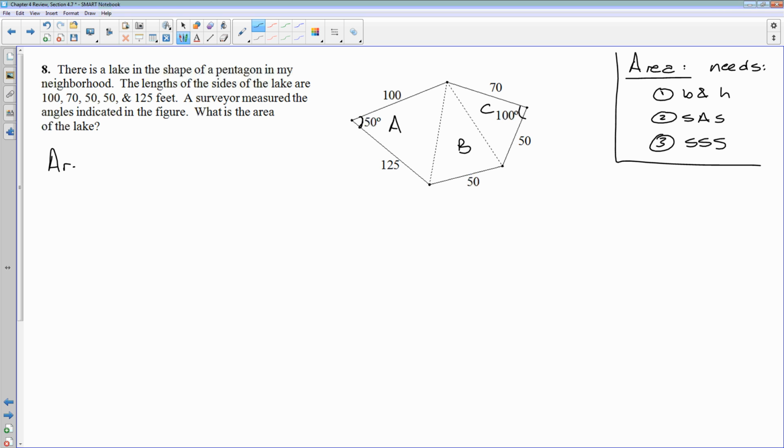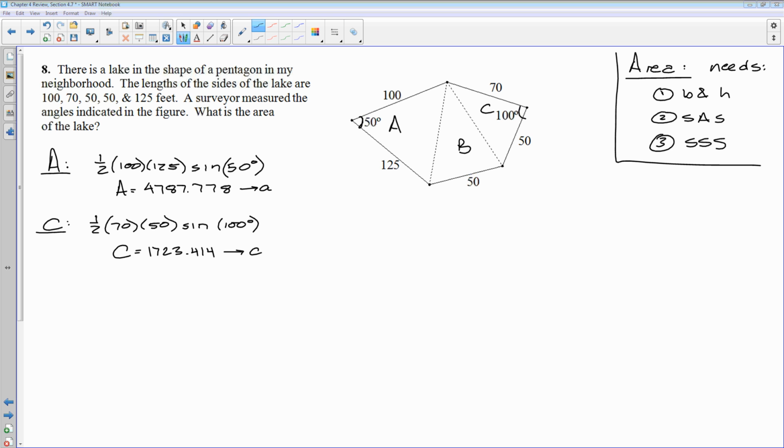So the formula for the area of A is 1/2 times your side lengths, 100 times 125 times the sine of the included angle, sine of 50 degrees. That's going to give us our area for A. For C, it's the same setup. We have 2 side lengths and the angle between them. So the area for C is going to be 1/2 of 70 times 50 times the sine of 100 degrees. So let me punch those in real quick.